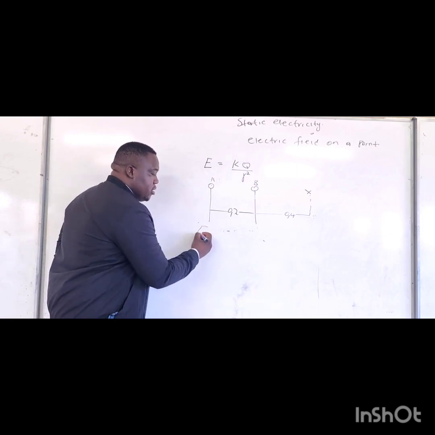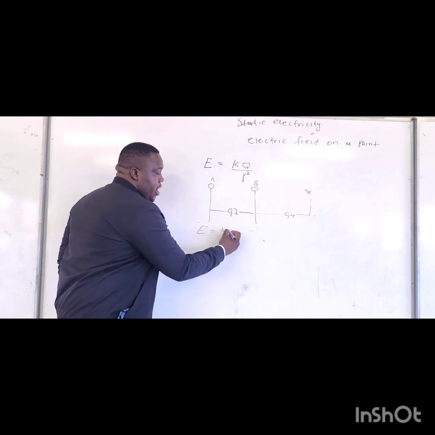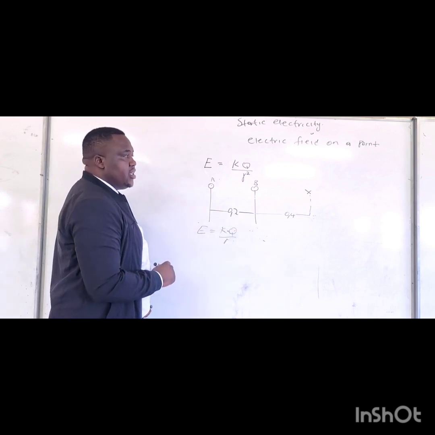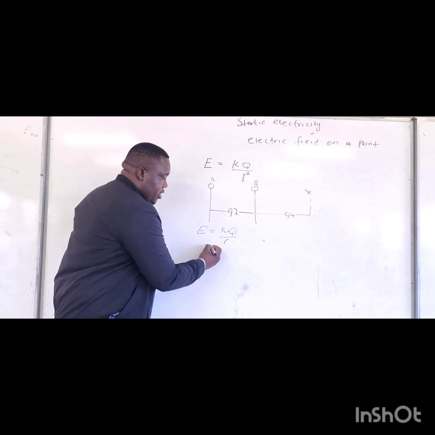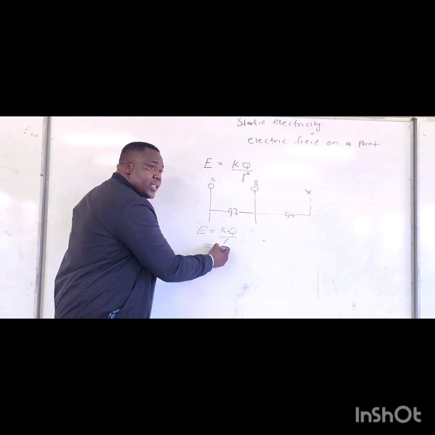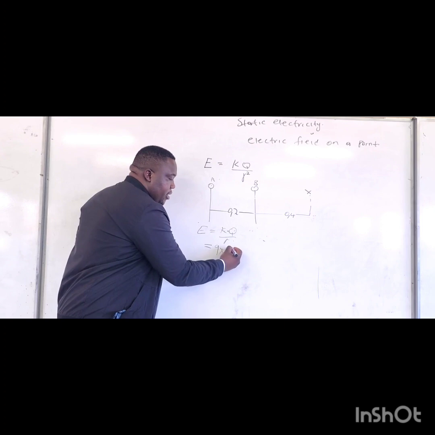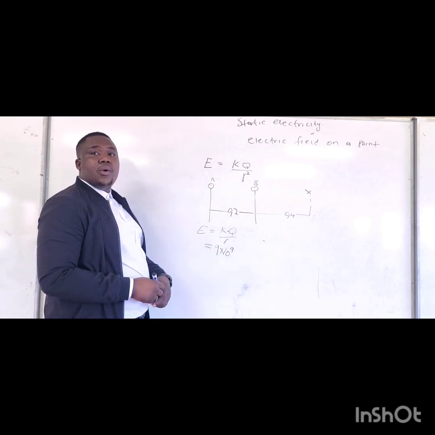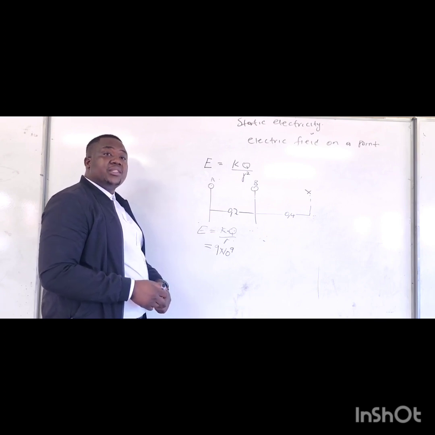You say electric field is equal to KQ over r squared. You calculate the electric field that X experiences due to A. Meaning that you are going to have K, which is a constant. It is on your data sheet: 9 multiplied by 10 to the power 9. And please, you usually make a mistake. You don't open the data sheet. You write what is in your mind and you make mistakes.